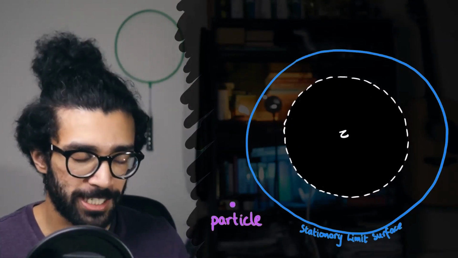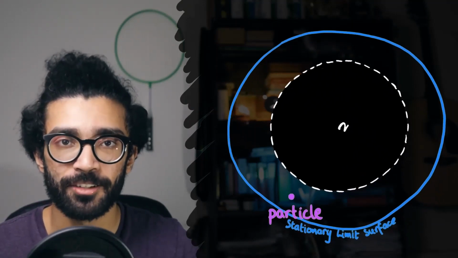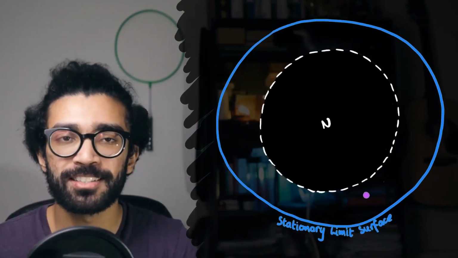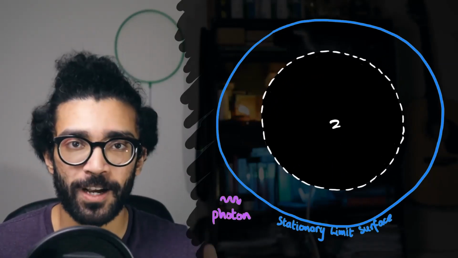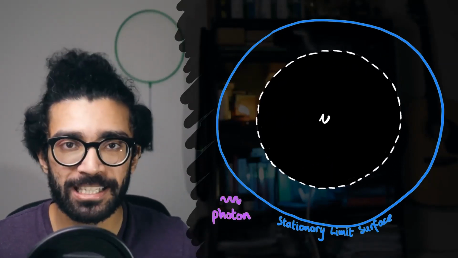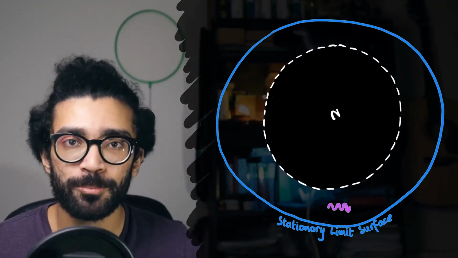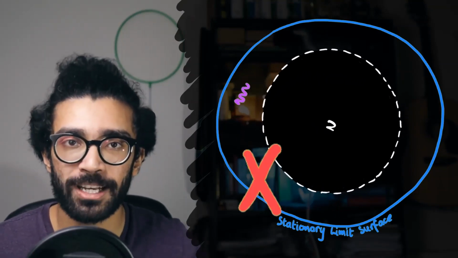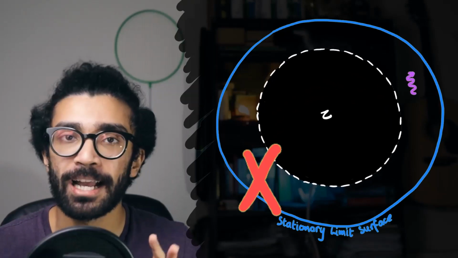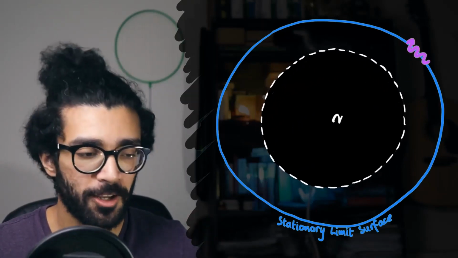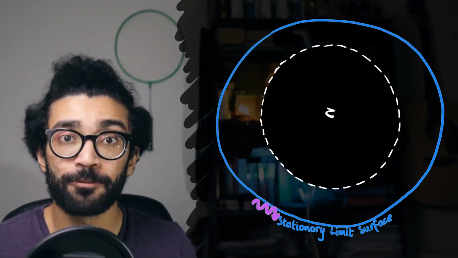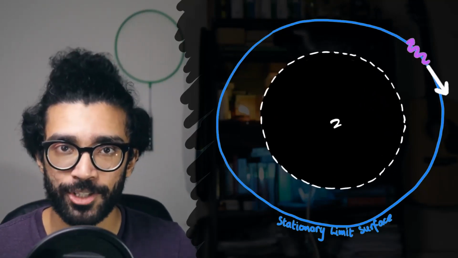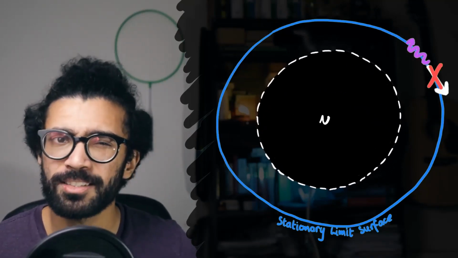Any particle or object inside this stationary limit surface must rotate with the same sense as the black hole. Even photons, the objects that move at the speed of light, the cosmic speed limit, if you will, cannot move in this direction. They cannot move against the rotation of the black hole. In fact, at the stationary limit surface, photons trying to move in this direction will move with the black hole, but photons trying to move in the opposite direction just sort of remain stationary.